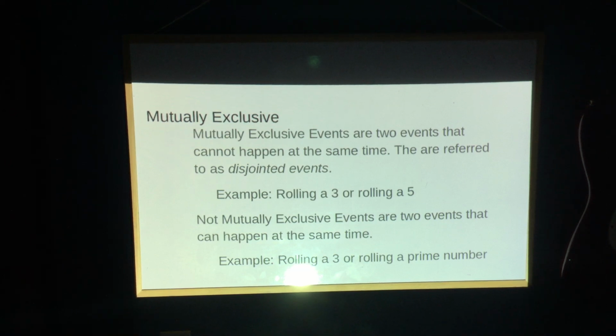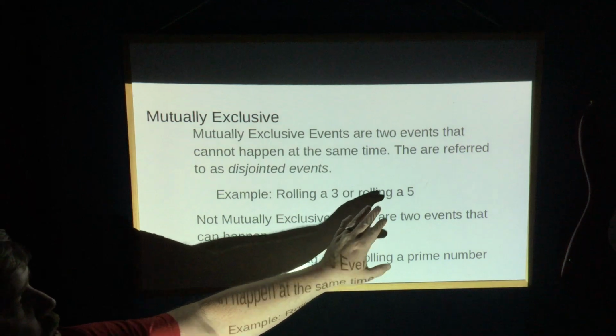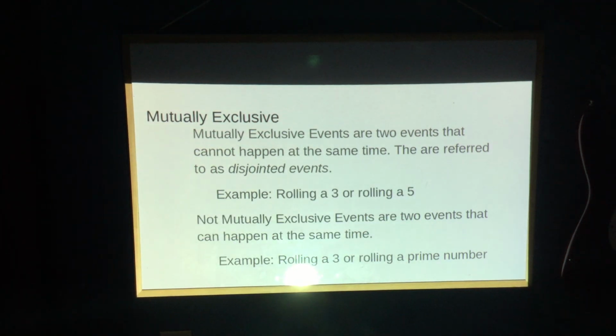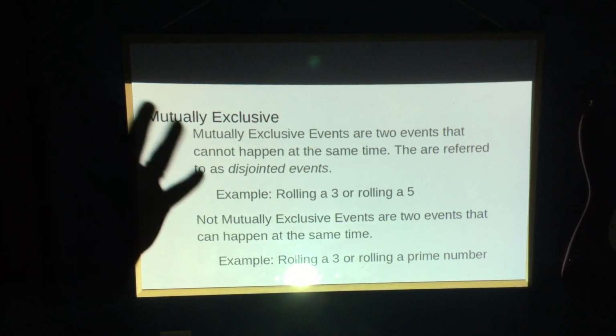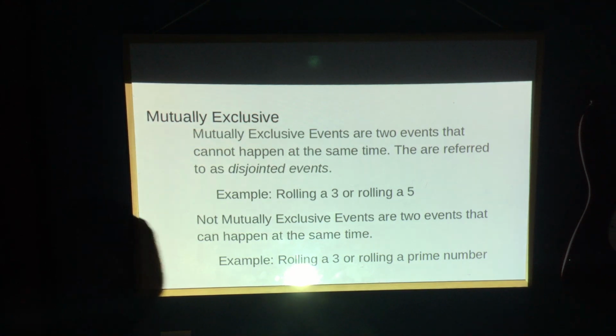So I have a couple of examples here. Let's say we're rolling a 6-sided die. If we wanted to find the probability of rolling a 3 or a 5, well, you can't do that at the same time. You can't roll one time and it lands on a 3 and a 5. That's impossible. So that's called mutually exclusive.